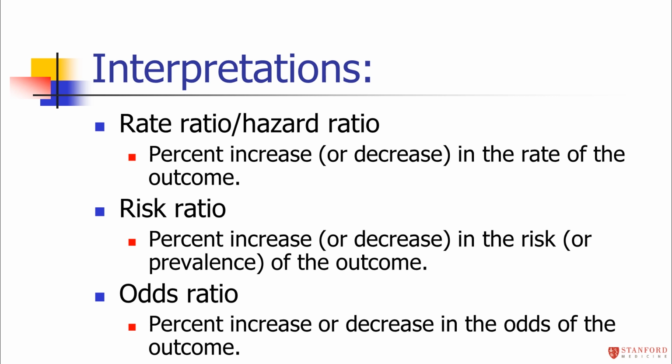So how do we interpret relative risks? The rate ratio and the hazard ratio you can interpret as the percent increase or decrease in the rate of the outcome. The risk ratio is the percent increase or decrease in the risk or prevalence of the outcome. The odds ratio is the percent increase or decrease in the odds of the outcome. And again, I'll fill you in on what an odds is in a minute.